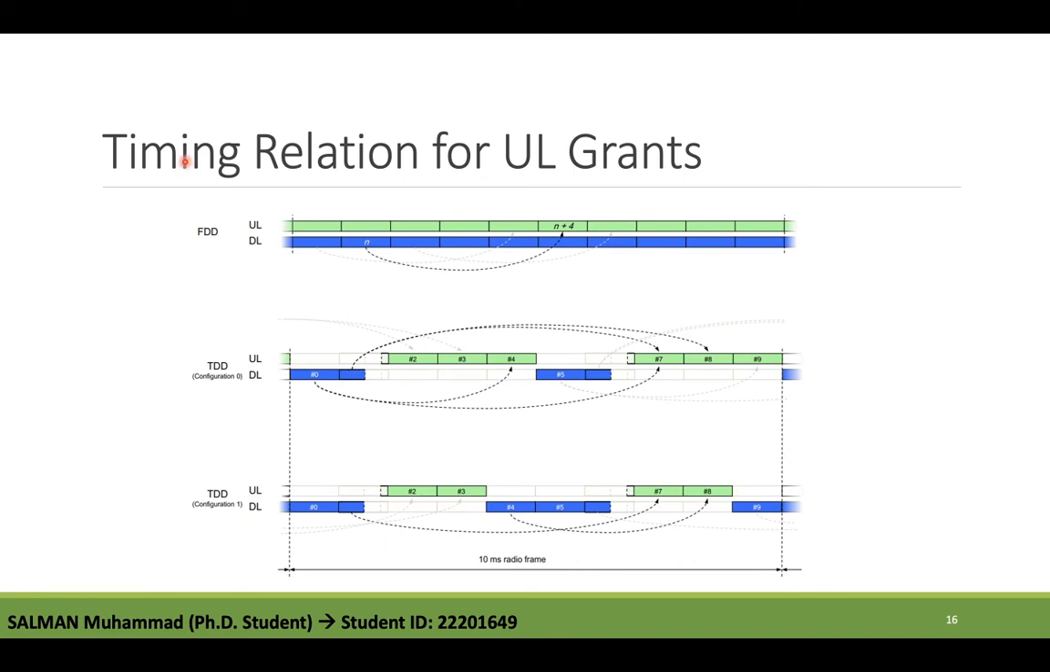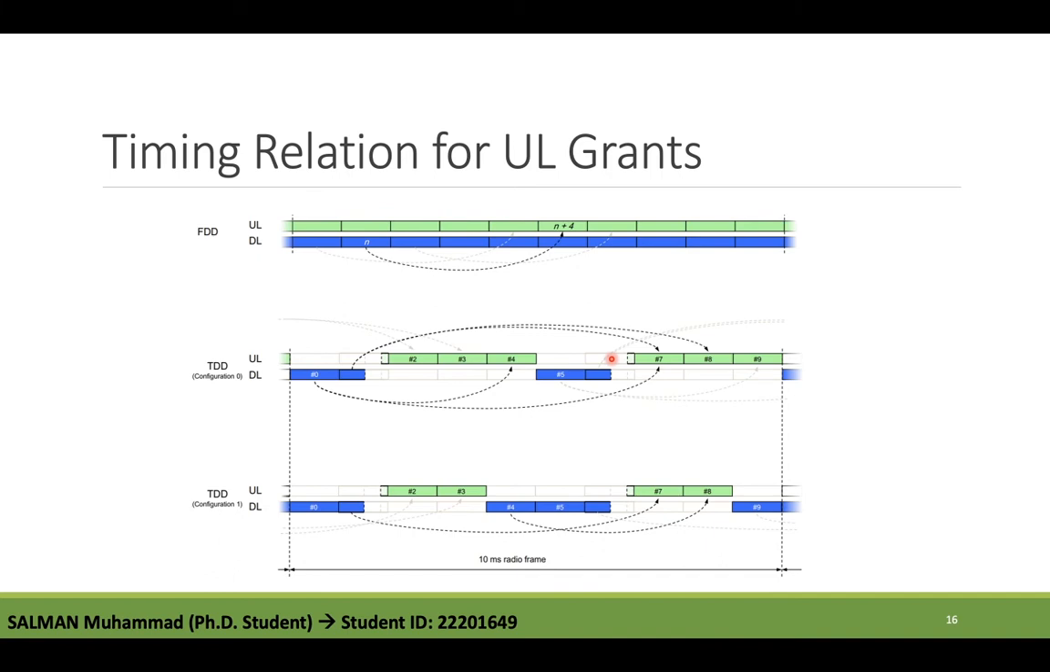This figure depicts the timing relation for the uplink grants. For FDD, the grant timing is straightforward. An uplink grant received in subframe n triggers the uplink transmission in subframe n plus 4. However, for TDD, the situation is a bit more complicated. The subframe n plus 4 may not be an uplink subframe, in the TDD configurations from 1 to 6.